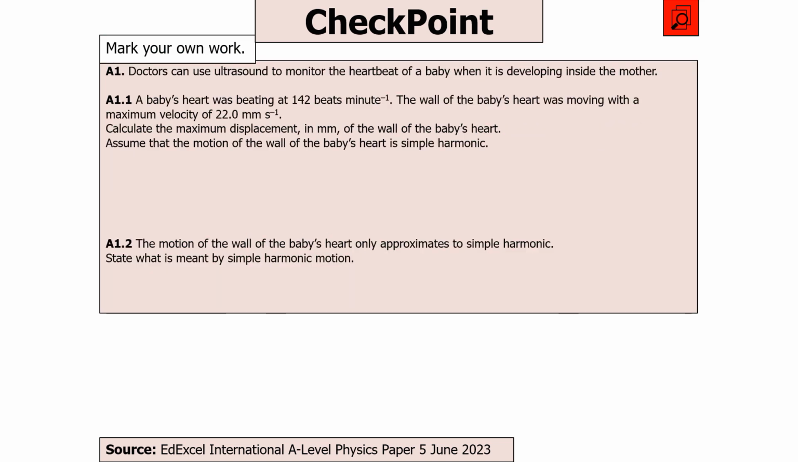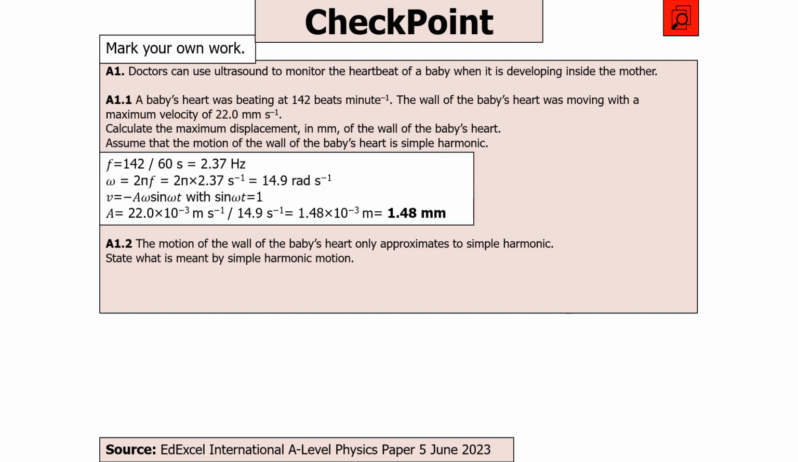Right, in this first one, we can work out what the frequency is. The frequency is 142 beats per minute, so it's how many beats there are per second. So you divide it by 60, so it's 2.37 hertz. Omega equals 2 pi f, so it's 14.9 radians per second.